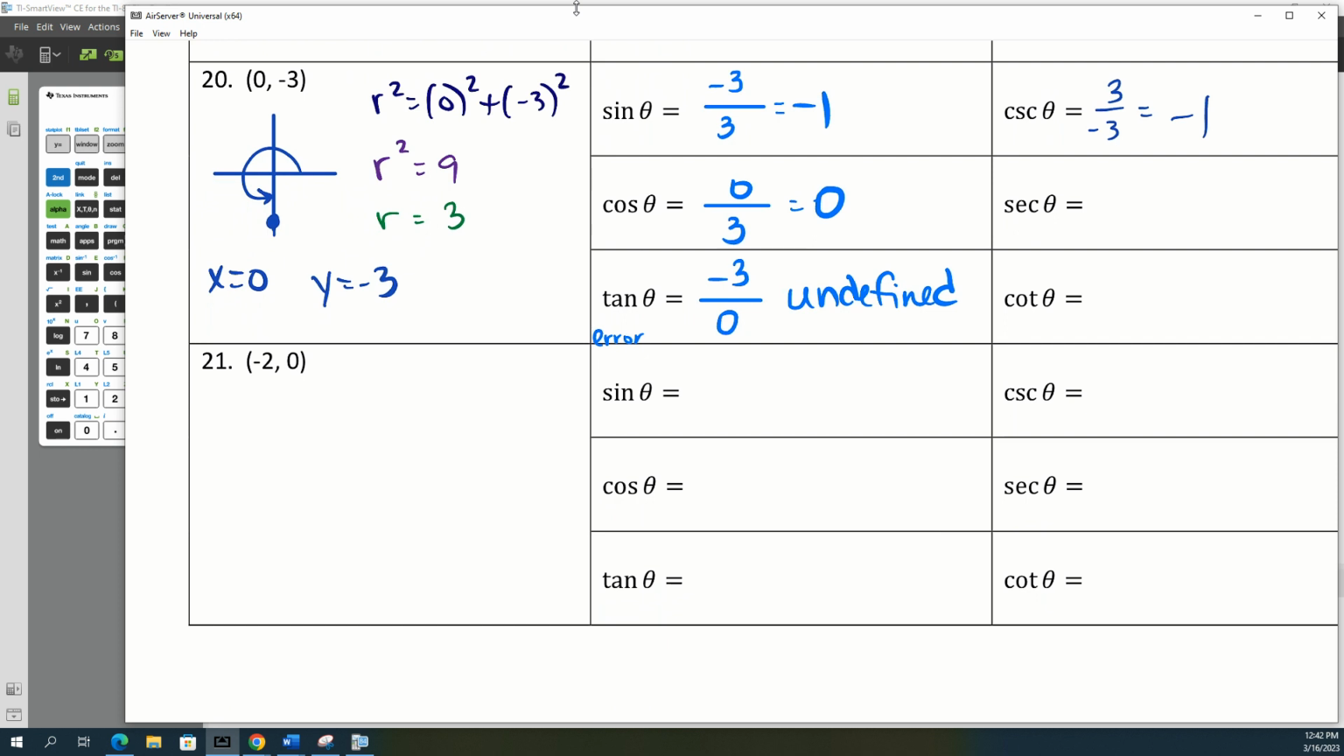Okay, so let's flip over 0, or flip over 0 divided by 3. That's going to be undefined. So the reciprocal of 0 is undefined. What do you think the reciprocal of undefined is? It's going to be 0. So if I take that original one and flip it over, it's going to be 0 divided by negative 3, which is 0. All right, so that one turns out kind of weird.